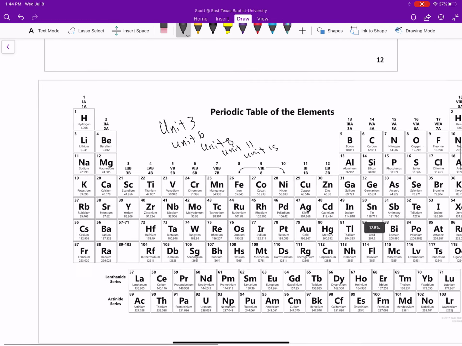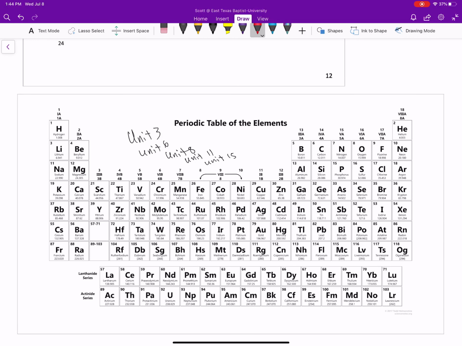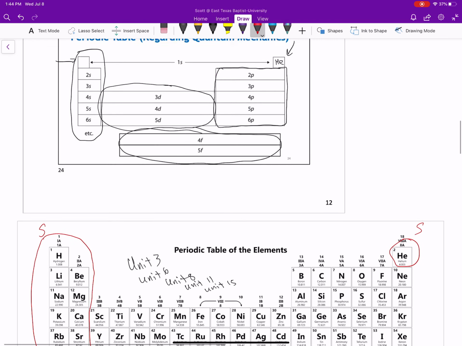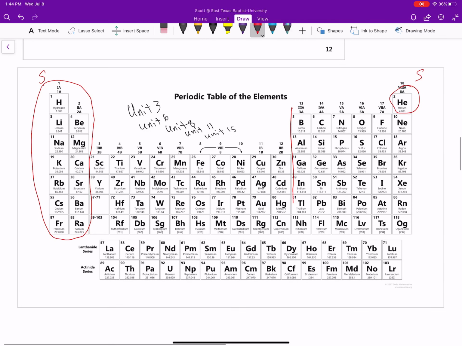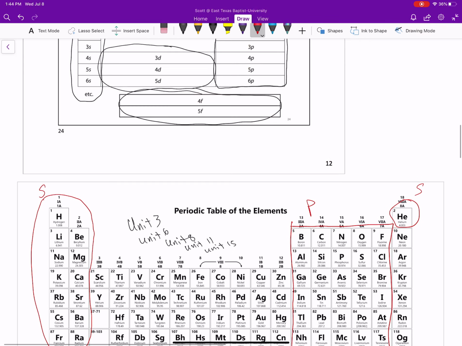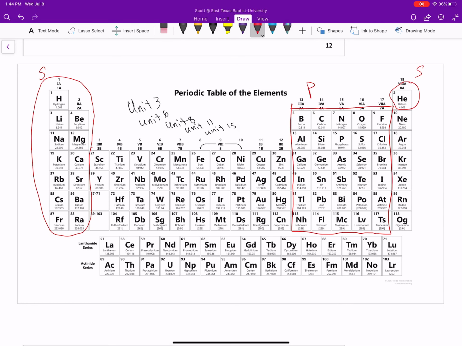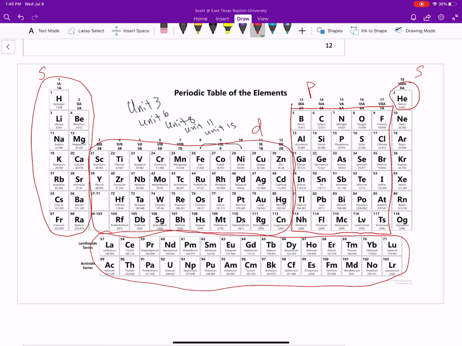And so what does that look like on an actual periodic table? Well, all of these are S, and helium's also an S. And then you have your P's. Remember, it goes from about right here. Those are your P's. You may recall D's are right here. And then your F's are down here, your lanthanides and your actinides. So those are subshells, you may recall.